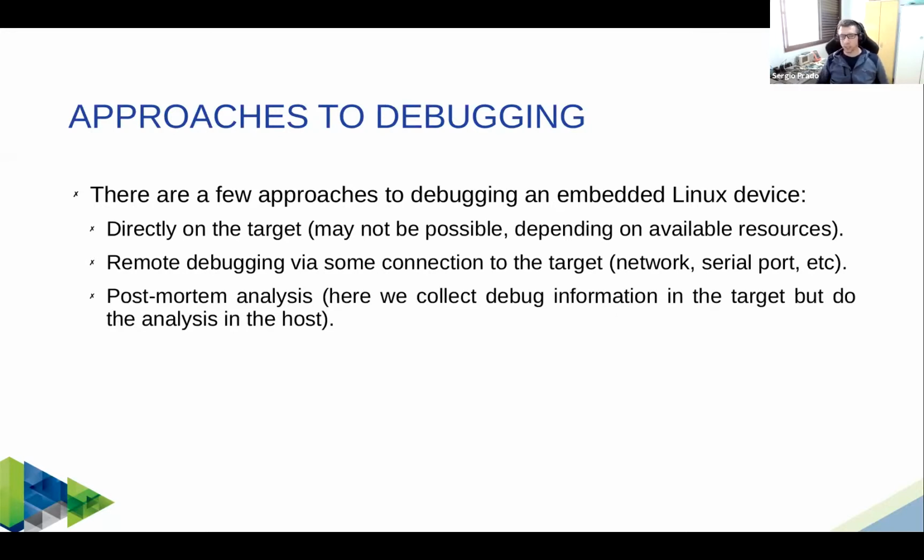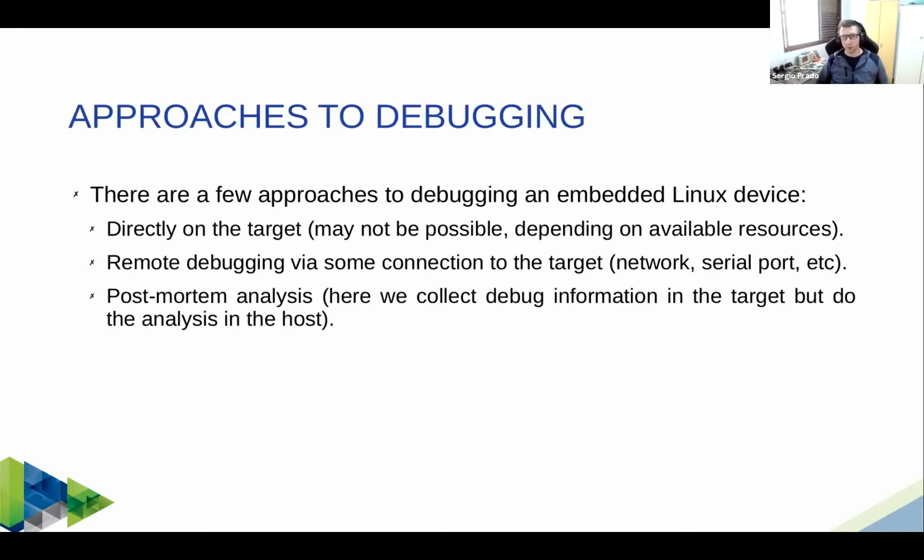The other way to do debugging is remotely. So you run the application on the target and you debug on your host, and you have some kind of connection with the target where you control the execution of the application. That's another way to do debugging. A third way would be what we usually call post-mortem analysis. That means you run the software on the target, you collect information about the execution, and you do the analysis on the host after you run the application on the target. So, for example, you generate a core dump file on the target, and then you do the analysis on the host.